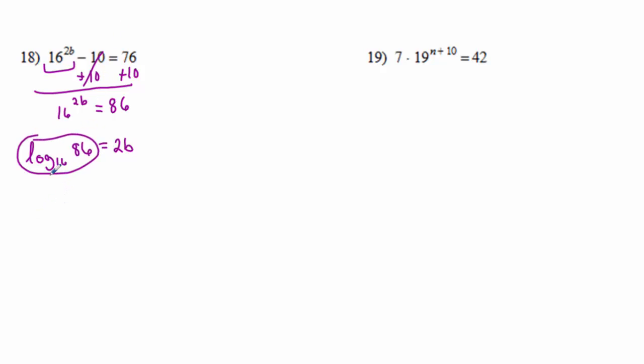So this I have to go to math and I have to scroll up to type that in. And then once I figure out what that is, I'm going to divide it by 2. So log base 16 of 86. 1.6066 equals 2b. So I'm going to divide both sides by 2. 0.8033.